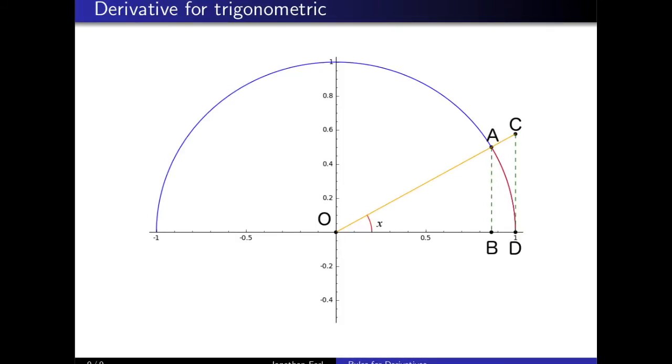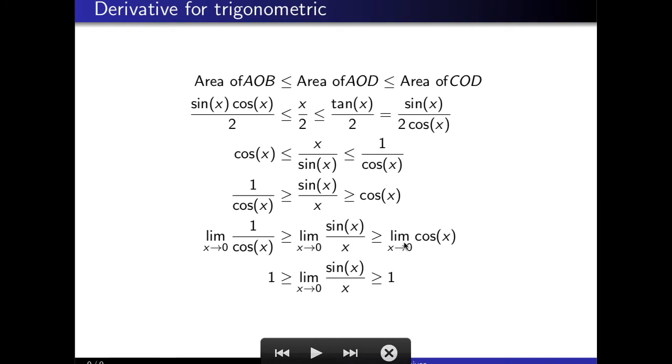So let's say that I've got it set up like this. I've got part of a circle of angle x. I have points A, B, C, D, and then my origin is labeled O. I have two triangles, so I have the triangle AOB, and then I have the triangle COD that are set up so that the area of the triangle AOB is going to be smaller than the area of the part of the circle AOD, and that's going to be smaller than the triangle COD. All right, so I have something like this.